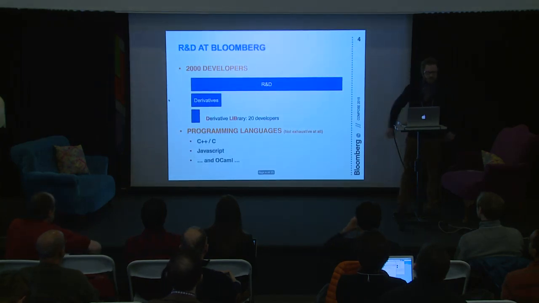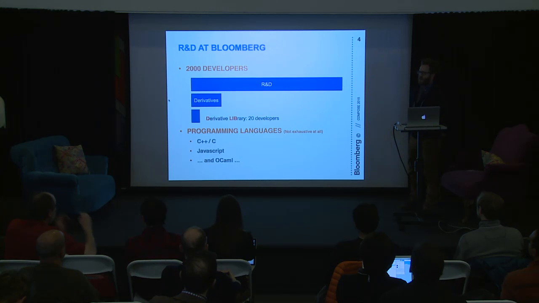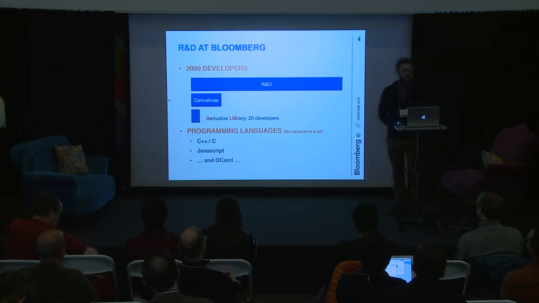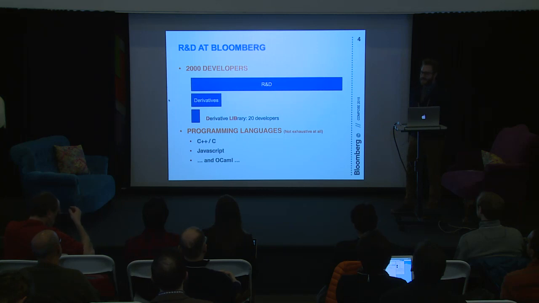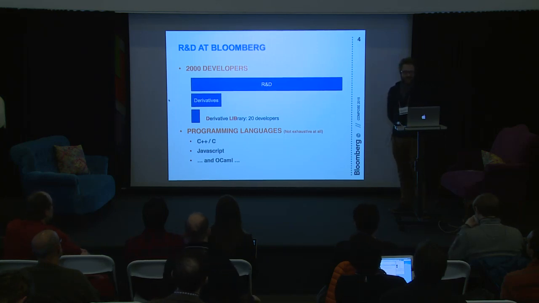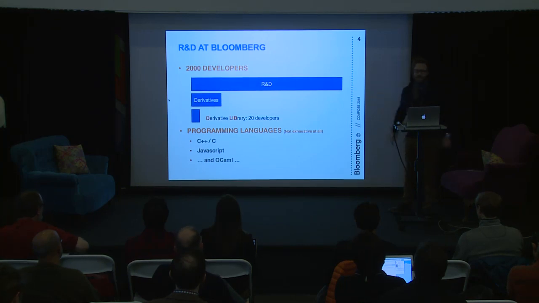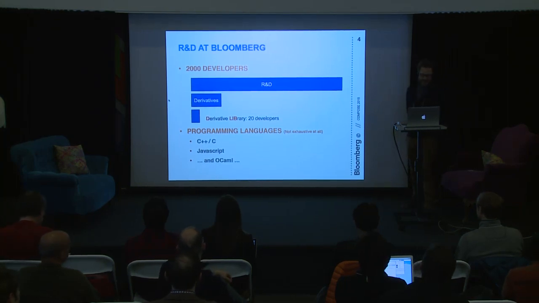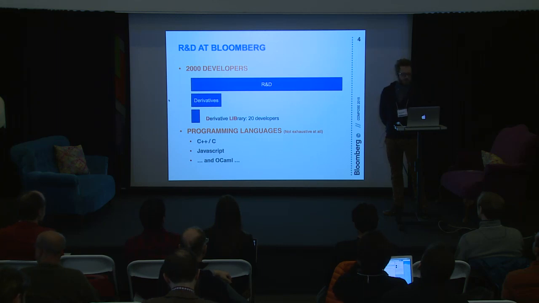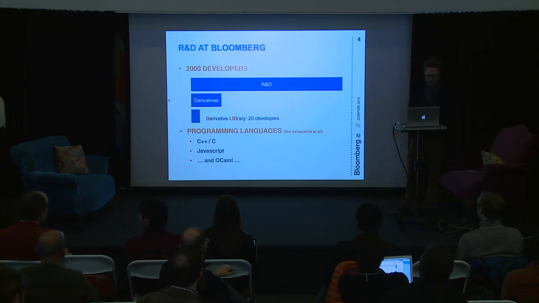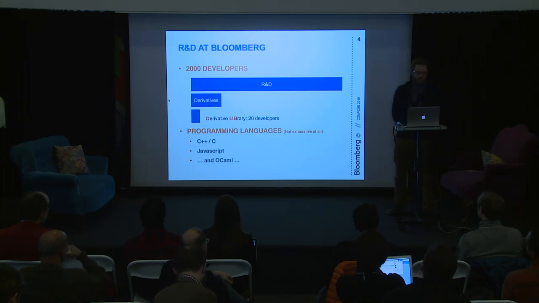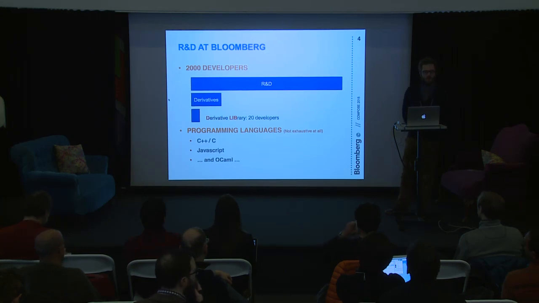Okay. What about the R&D at Bloomberg? So Bloomberg is at around 15,000 employees, and we are 2,000 developers. That's quite a big number. And so where is OCaml being used out of those 2,000 developers? Well, there's a smaller group, which is called the derivative group, which deals with a very particular type of financial contract. We'll see later some examples of those financial contracts. And that's about 200 developers. And inside this group, we have about 20 developers that are on a regular basis touching the OCaml code base.